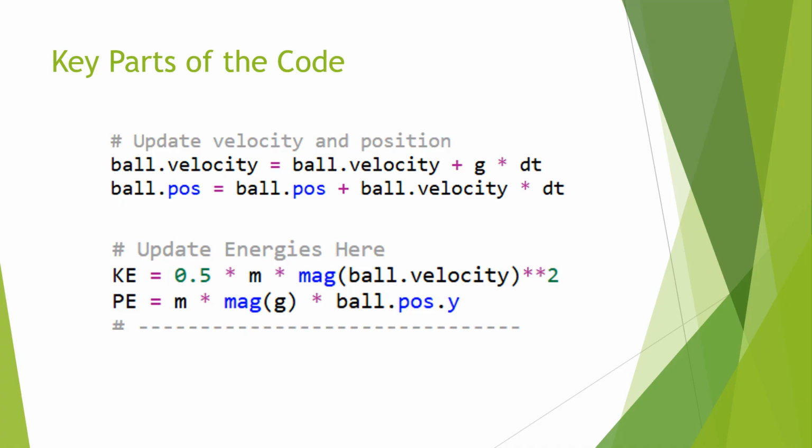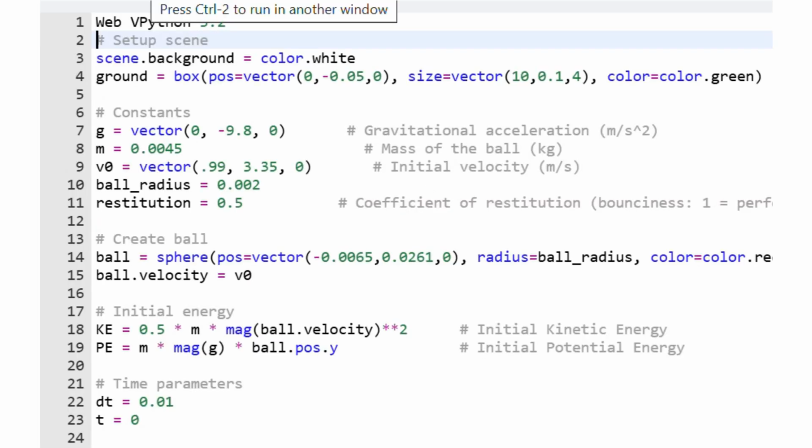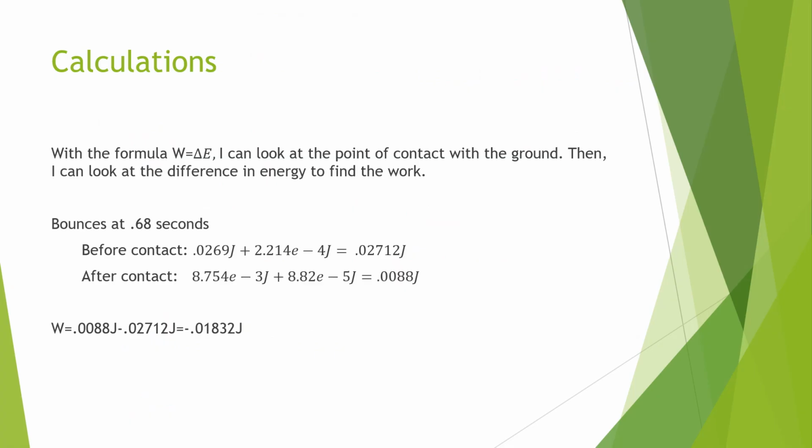Some more important parts of the code. This is where the energies and velocity and position are updating, and it's still the same formula as before, just in a while loop. And then here is the video of my GlowScript code. And as you can see, it goes up and then bounces off the ground, which I thought was very similar to the tracker video.